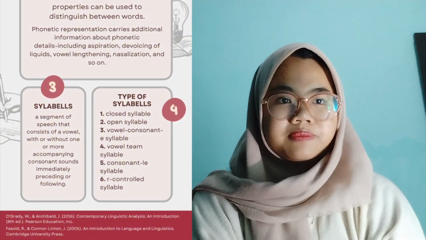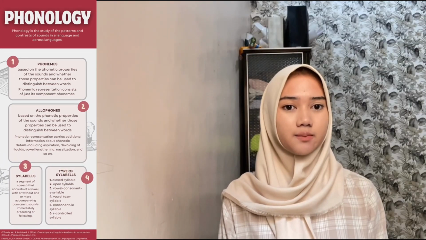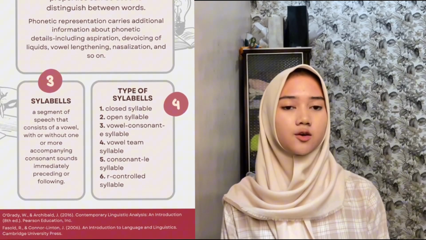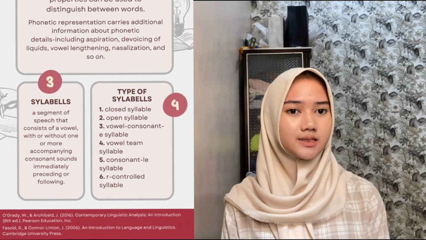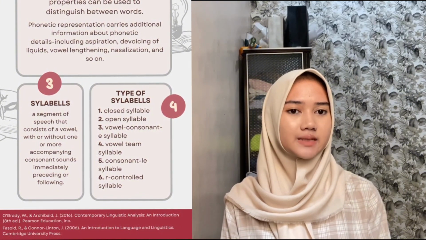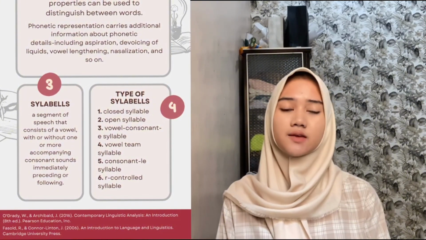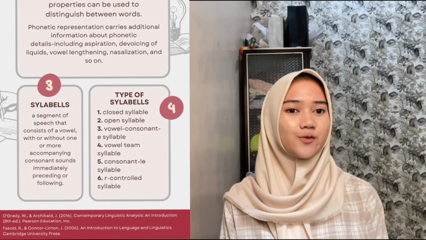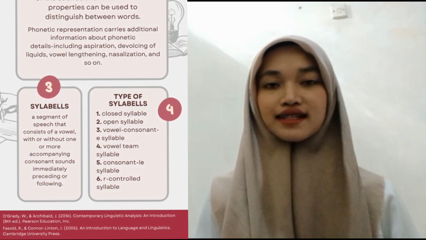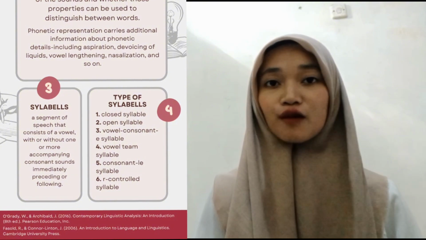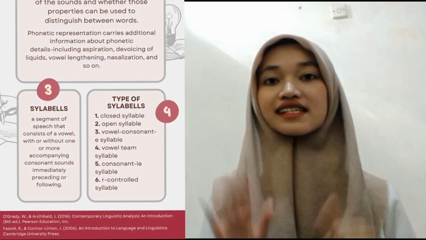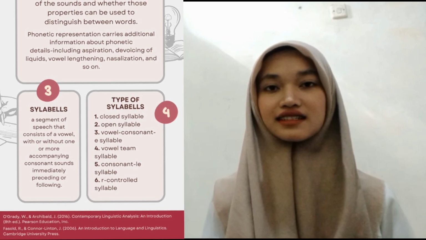phoneme T. What is a syllable? A syllable is a segment of speech that consists of a vowel with or without one or more accompanying consonant sounds immediately preceding or following. Explain about the types of syllable. How many types of syllable are there? So there are 6 types of syllable.